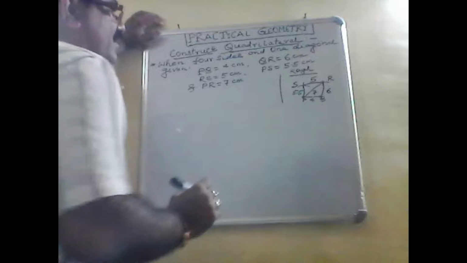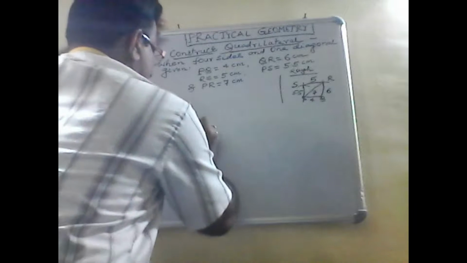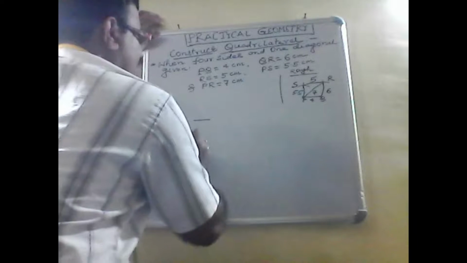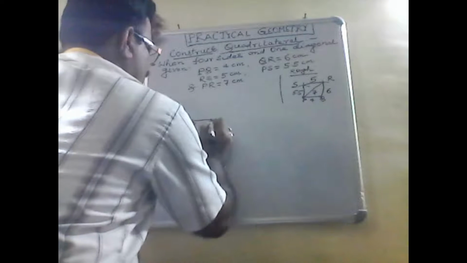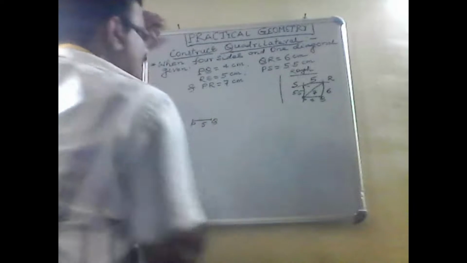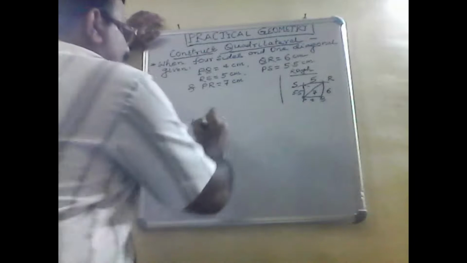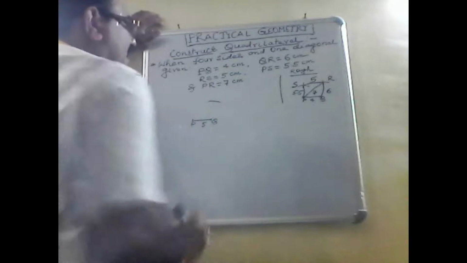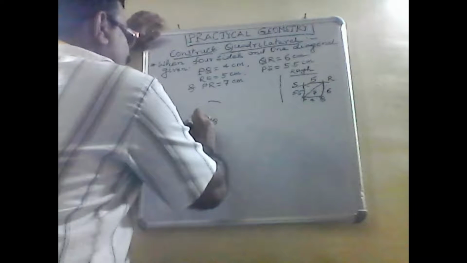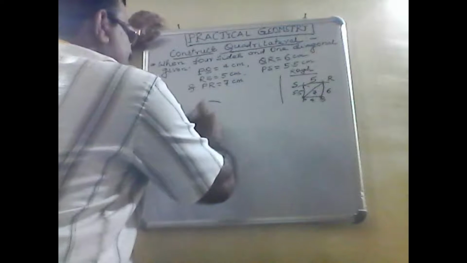What you will do is take the base by measuring with the ruler, that is PQ is equal to 4 cm. Again from Q you cut one arc, and from P also cut 7 cm by measuring.